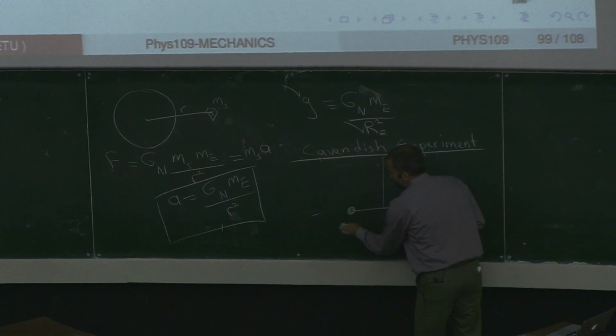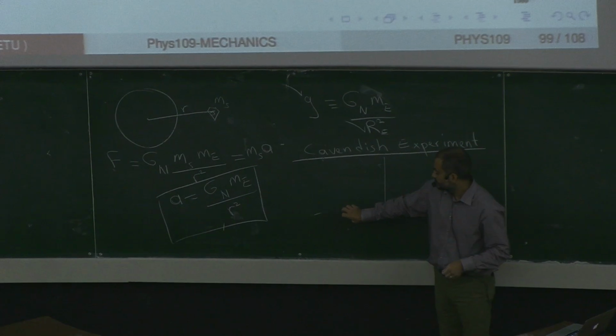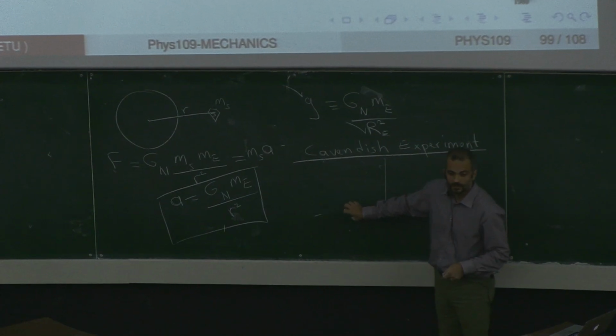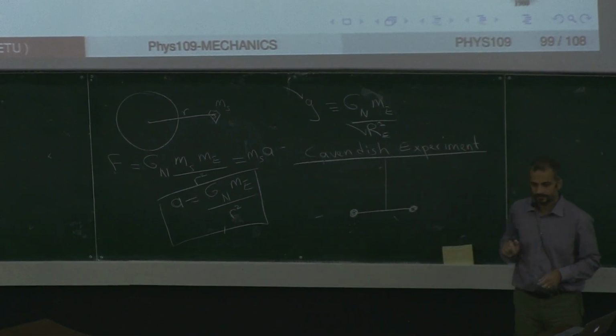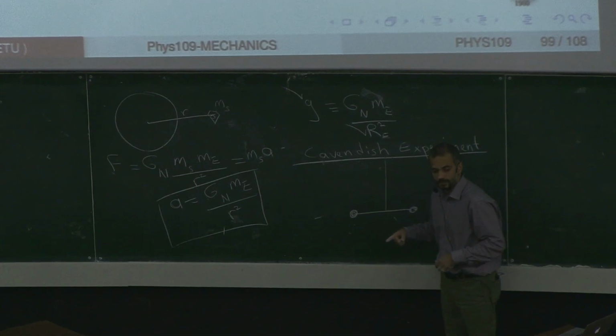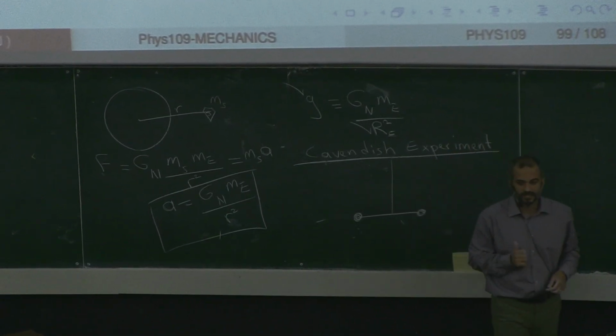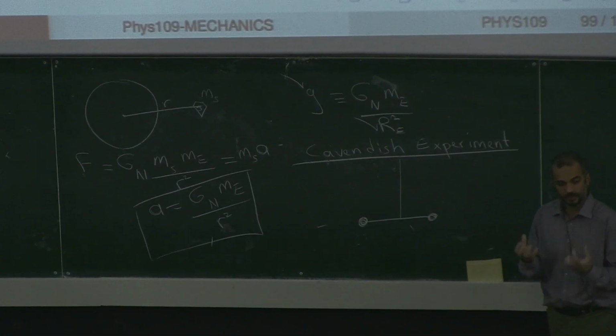Then what you do is you bring another mass from here. There is a gravitational attraction, so this second mass will attract this mass. It will attract until the force due to this string balances the force due to the gravitational attraction. Now, by measuring how much this rod rotates from this equilibrium point, you can measure how much force is exerted on it. So you can measure the gravitational attraction force between these two masses.